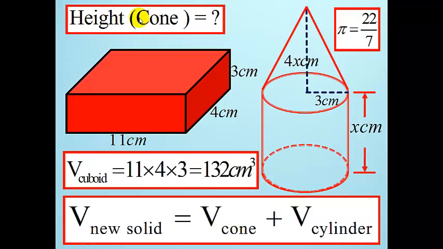Take note that we are calculating for the height of the cone. The height of the cone is 4x. But because the x is not known, we have to calculate for the x. How do we even calculate for the x?